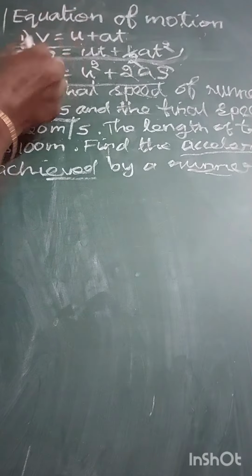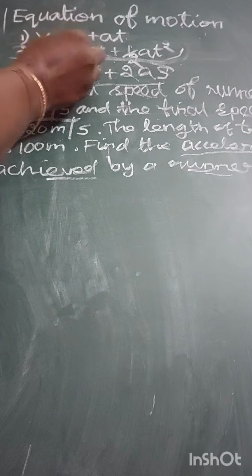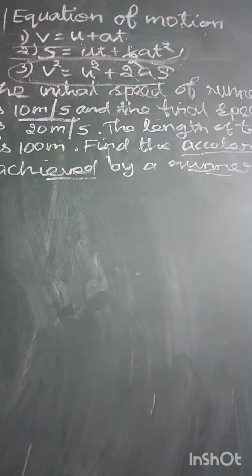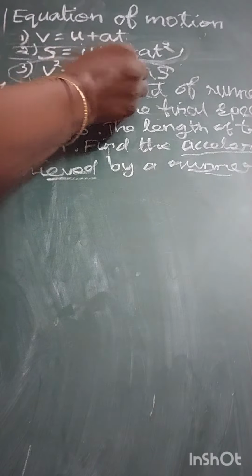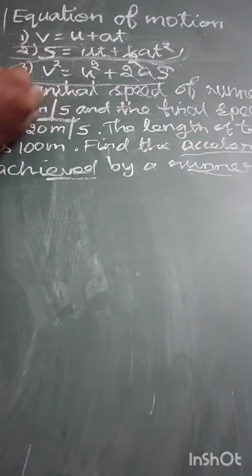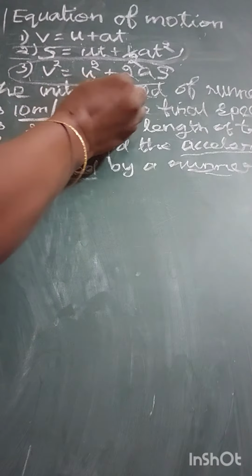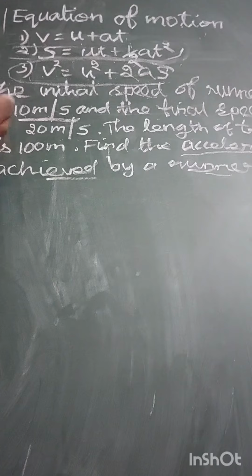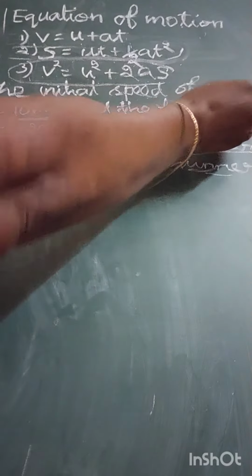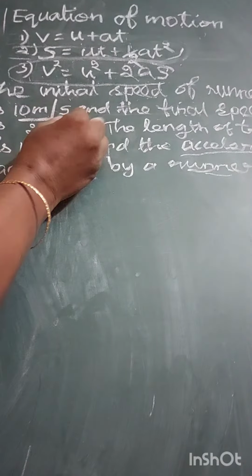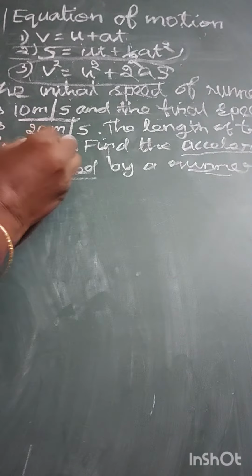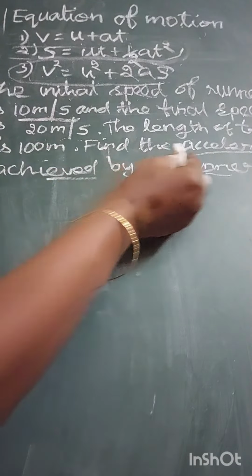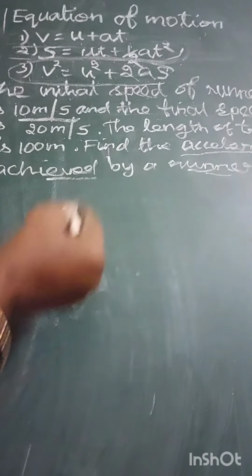Equations of motion. First equation: v = u + at. Second: s = ut + ½at². Third equation: v² = u² + 2as. The initial speed of the runner is 10 meters per second and the final speed is 20 meters per second. The length of the track is 100 meters. Find the acceleration achieved by the runner.